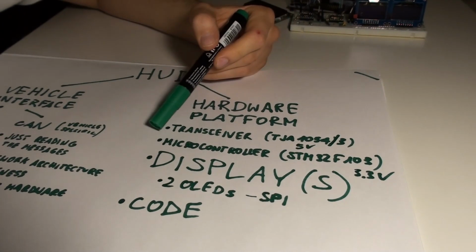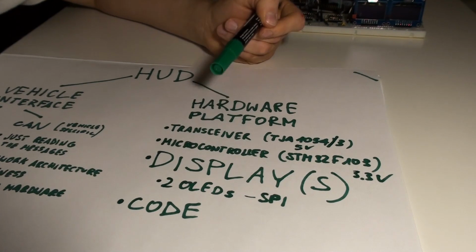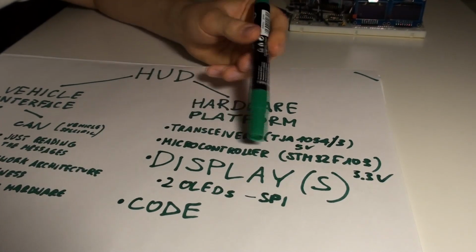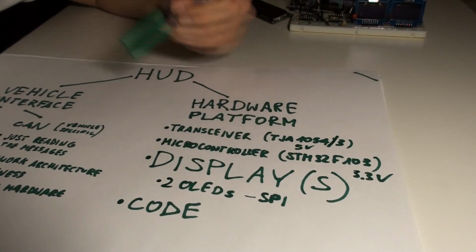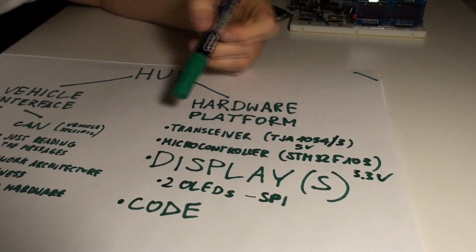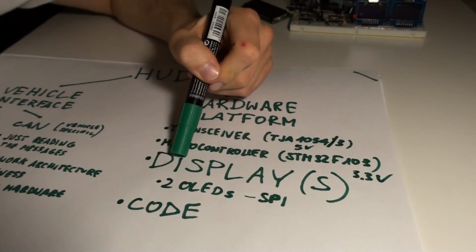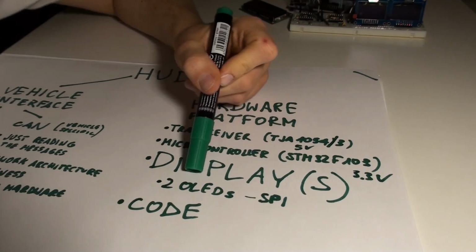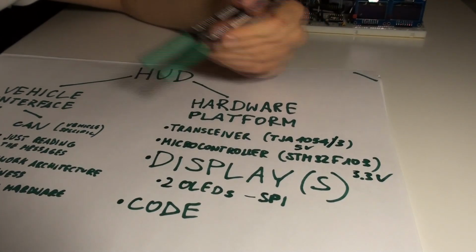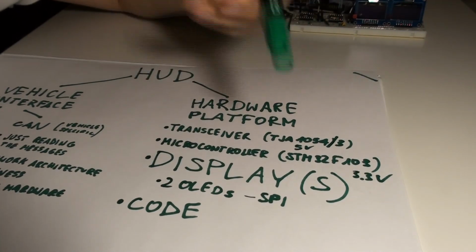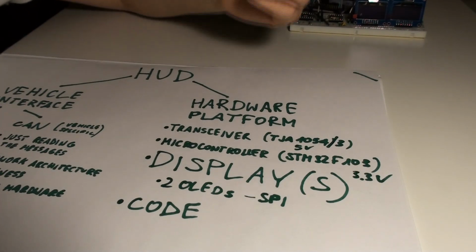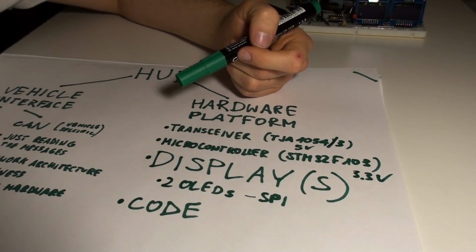And then obviously you need a microcontroller to connect this transceiver to, and a place where you can put the code that calculates all the data, and then displays it. In my case it's OLEDs. It can be LCDs, but I don't recommend them due to their backlight, and the image won't be as clear, especially at night.